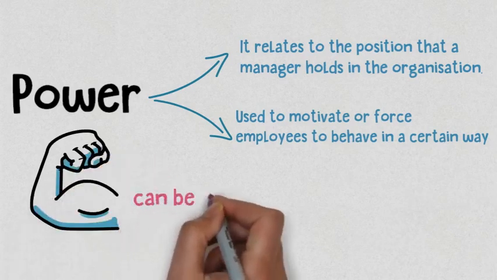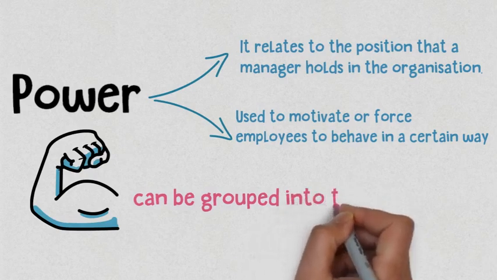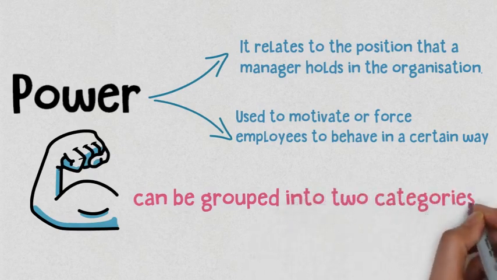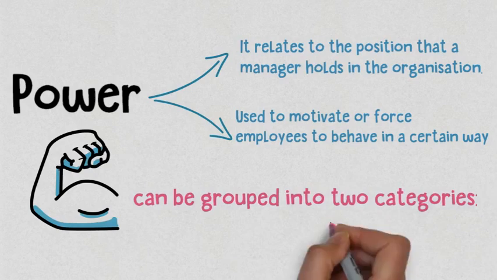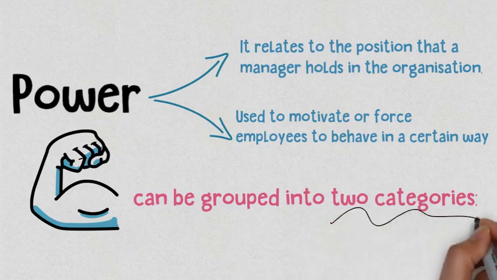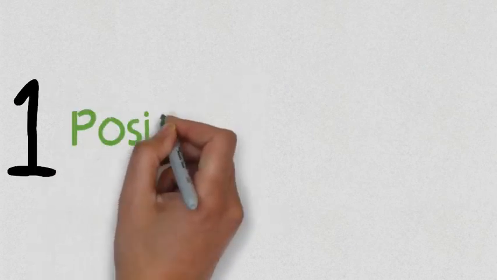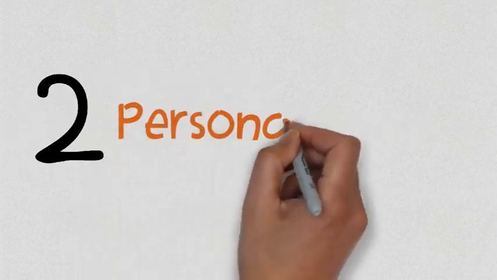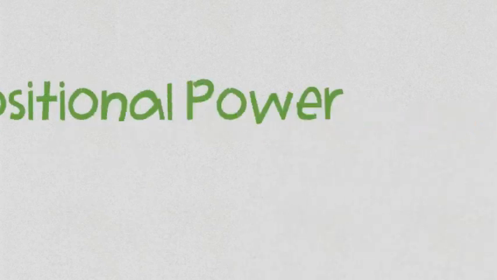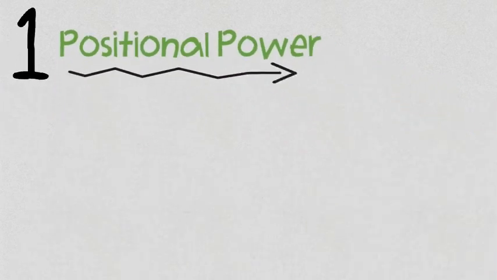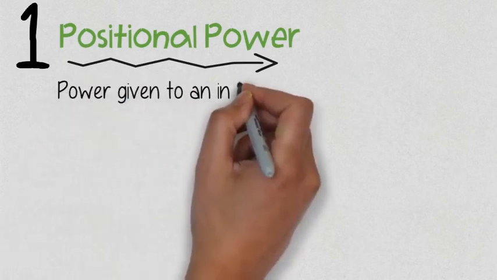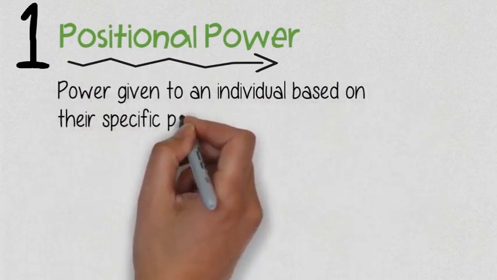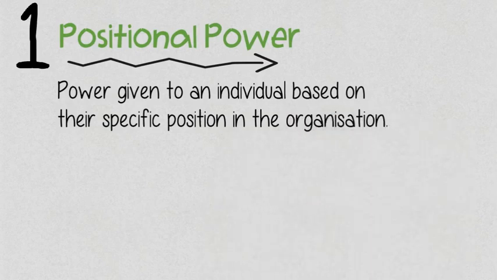Power can further be divided and grouped into two main categories. These categories include: number 1, positional power, and 2, personal power. Positional power refers to the power given to an individual based on their legitimate position within the organization.